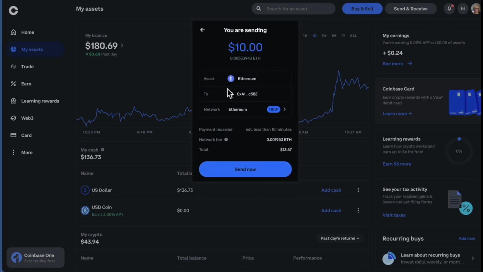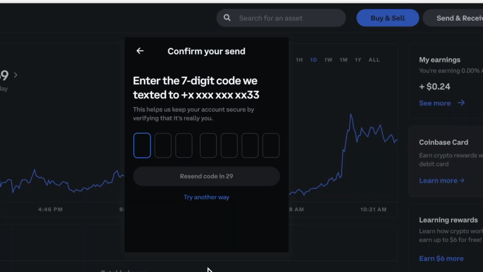Take a minute to review the transaction to make sure it's correct. Notice that the fee is kind of high for a small transaction, but there it is. And then go ahead and click Send Now. If you've set your account up for a third-party authenticator, put in the code right here. And then your send will be confirmed.